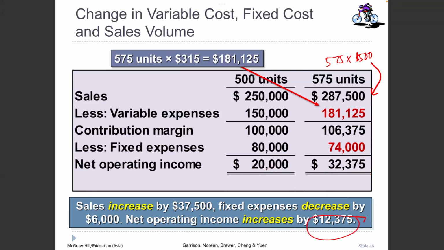Okay, so then you can decide whether this is a good thing for the company after you have done this kind of analysis. If you think that this is worth it, then you can go for it. But if you don't think that this is a good increase, then you don't have to change anything. Okay.